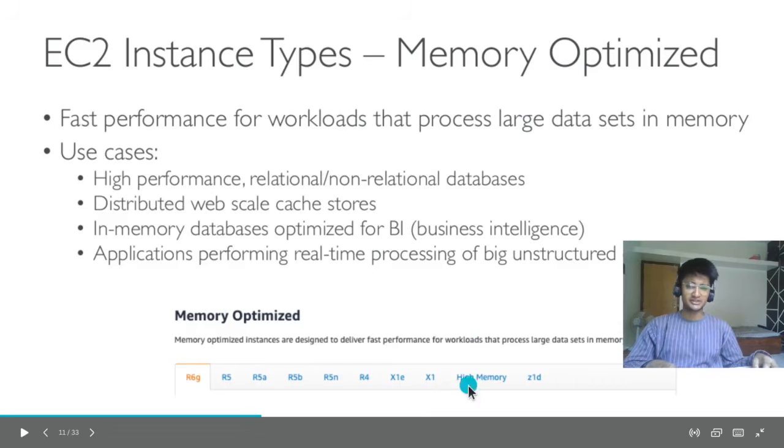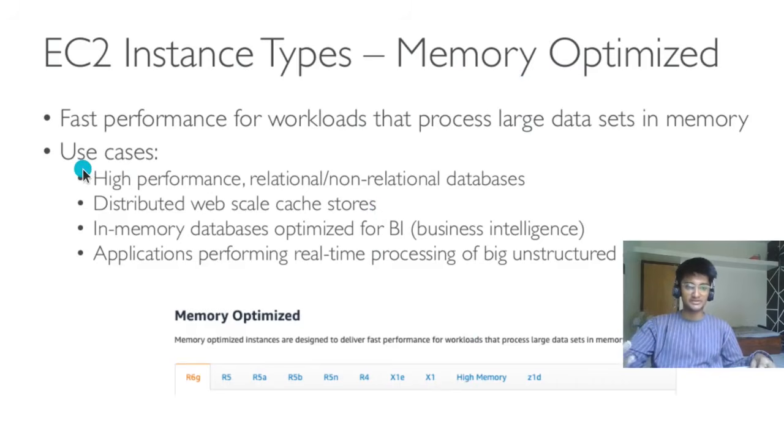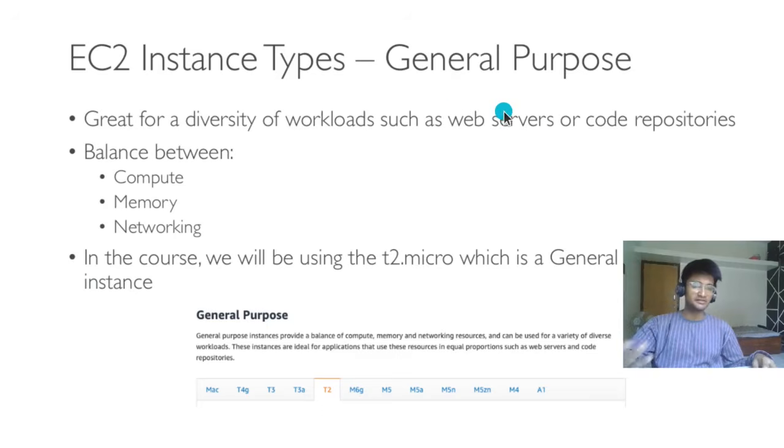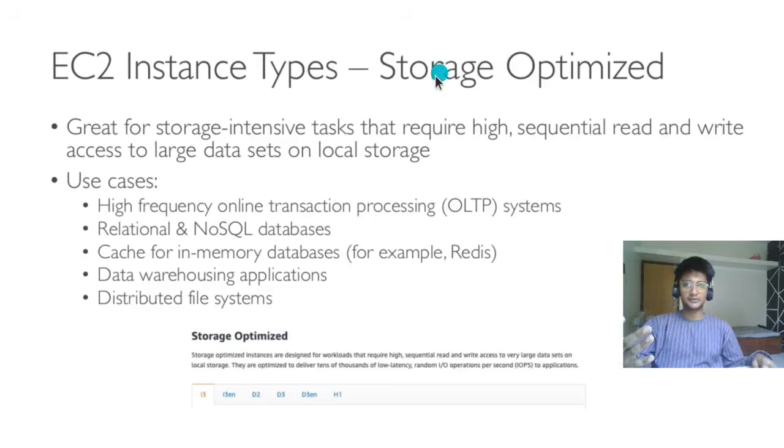No one is going to ask you this, but just remember why memory optimized is used and why compute optimized is used. So use memory only when you need memory, use compute when you need CPU tasks, use general when you don't have any such particular criteria, and lastly it's going to be storage optimized.